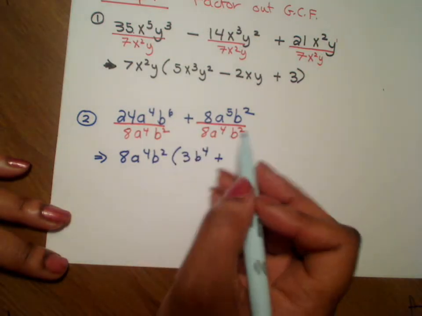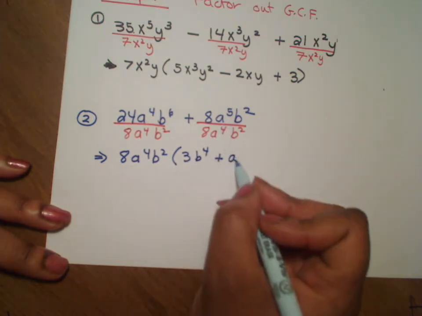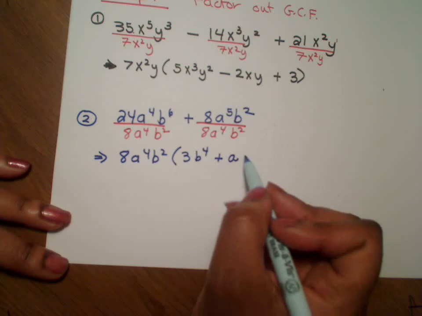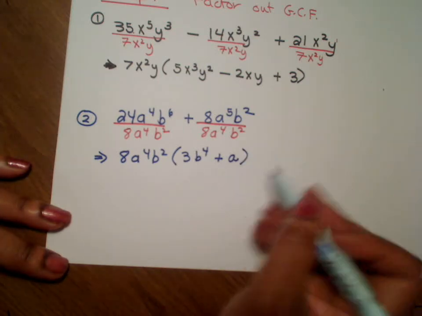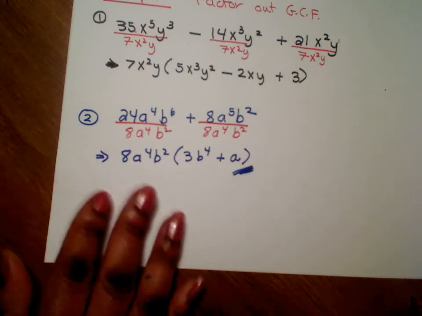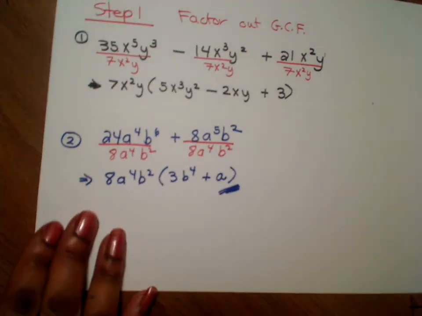My a's are reduced. I'm left with 1a. It looks like the b's are canceled out as well. So now this becomes my final answer as far as step number 1, which is to factor out the greatest common factor.